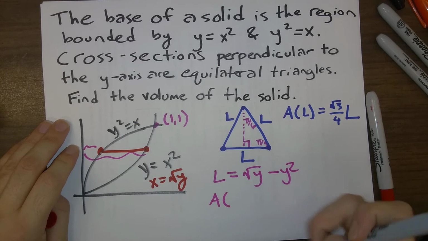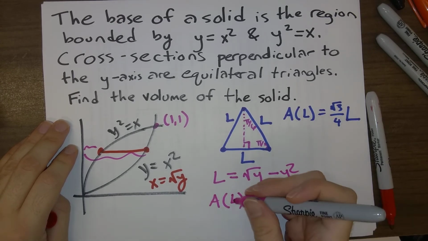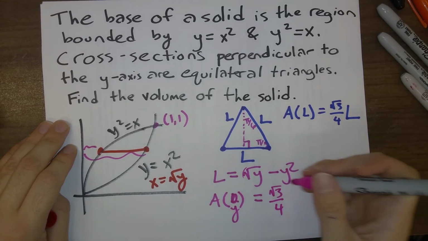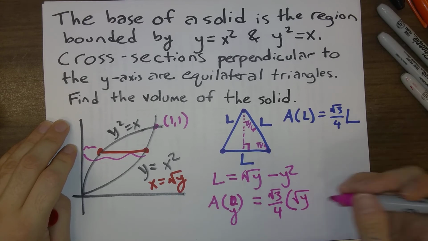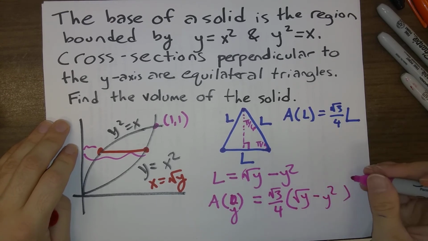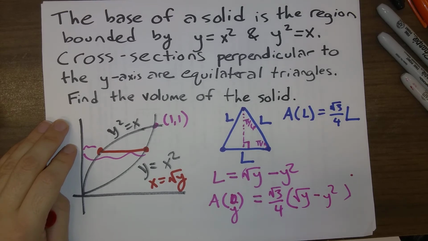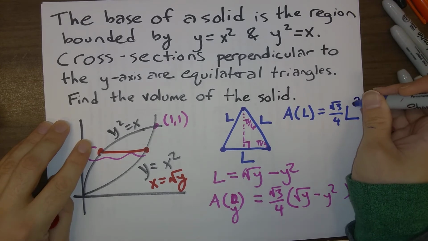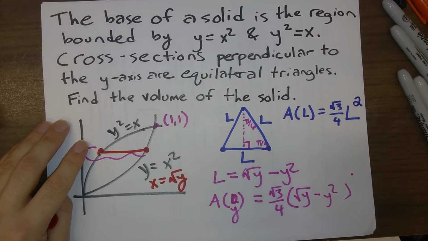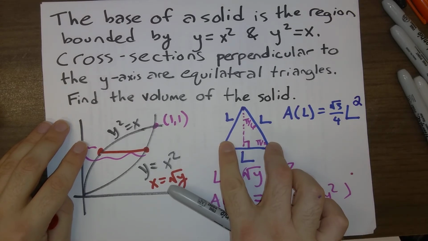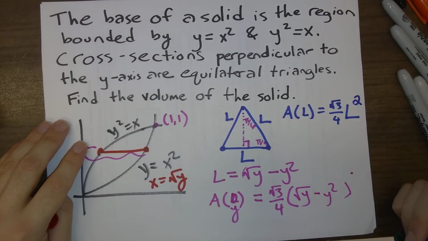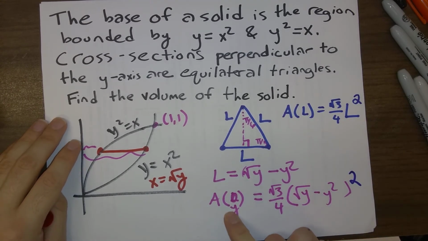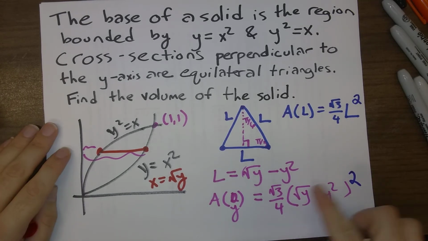So our area is simply, and let me replace L with this side length, square root 3 over 4 times square root y minus y squared. This is the area that we have here. And by the way, I've made a mistake earlier. My apologies for not catching that earlier. I needed to square the side length. It makes sense that if this side length here is a one-dimensional thing, to get area, we have to have a two-dimensional square of the length here. So A of y is square root 3 over 4 times all of this squared.